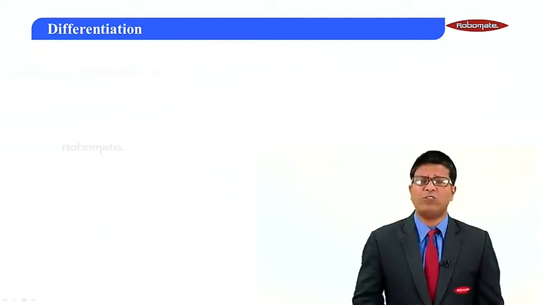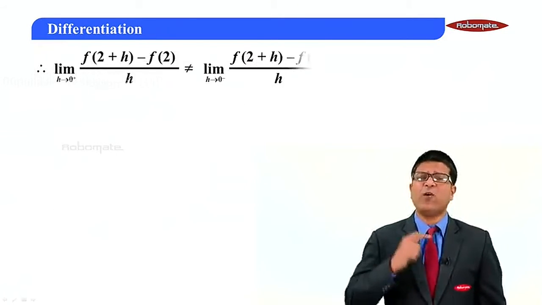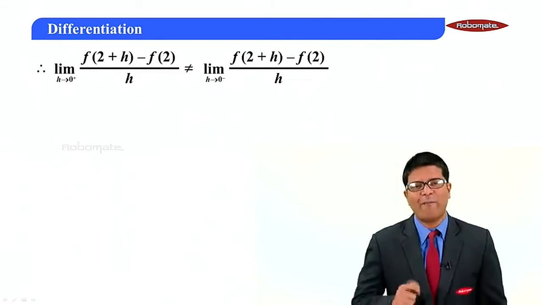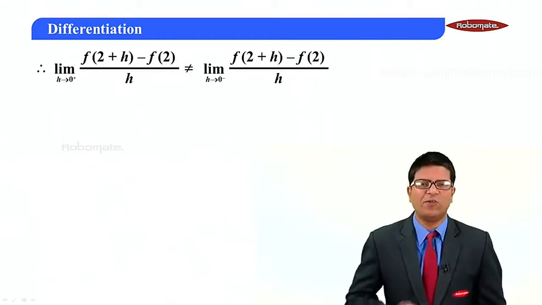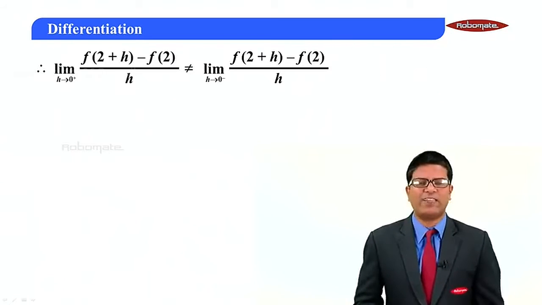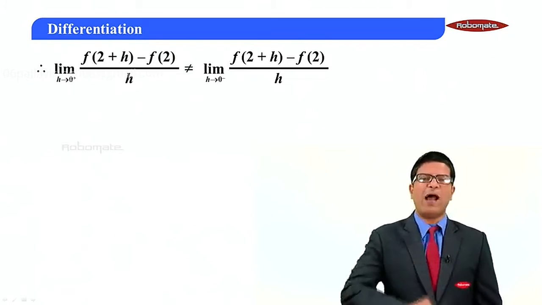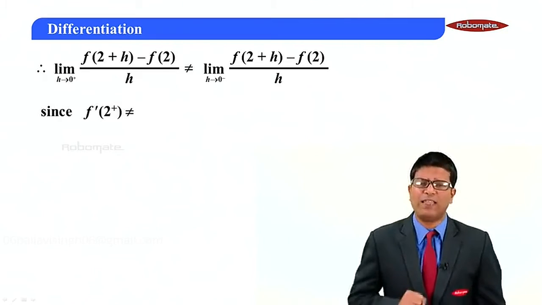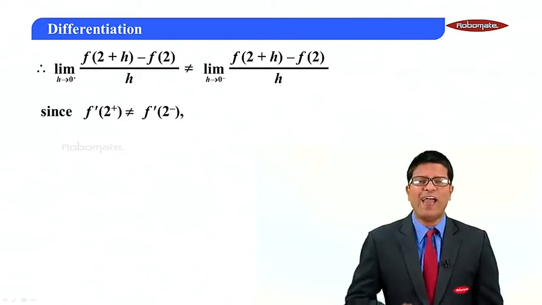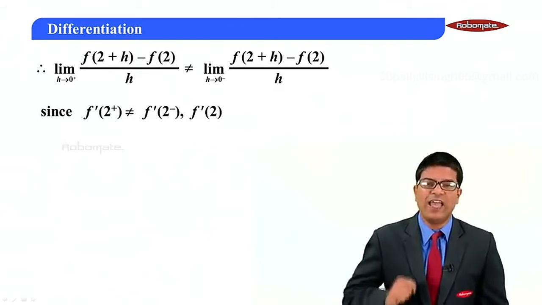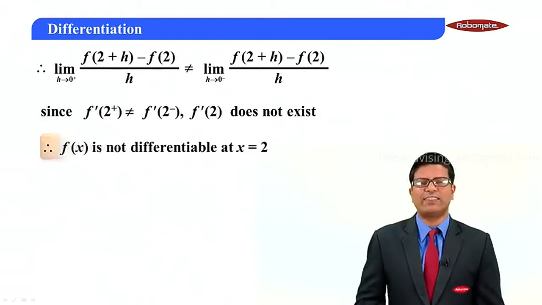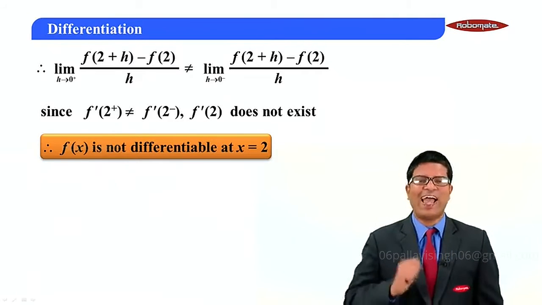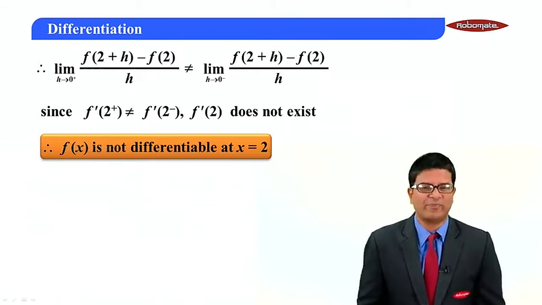So we have found out that limit h tends to 0+ of [f(2+h) - f(2)] / h is not equal to limit h tends to 0- of [f(2+h) - f(2)] / h. That means f'(2+) is not equal to f'(2-). f'(2) does not exist, which means f(x) is not differentiable at x = 2.